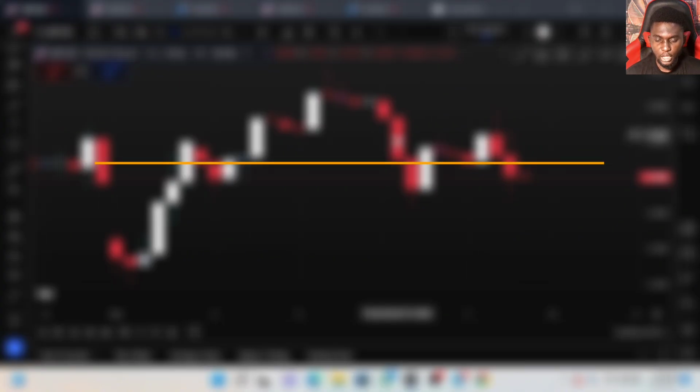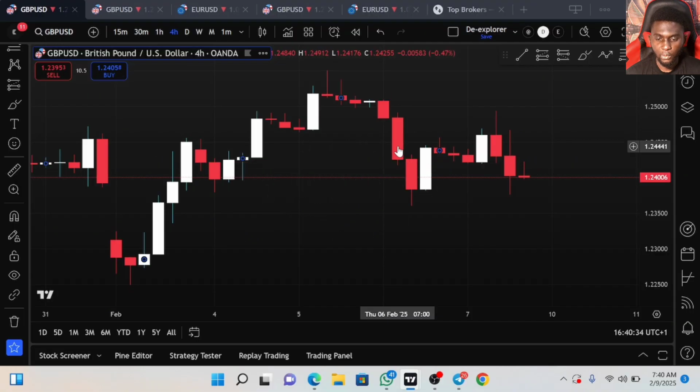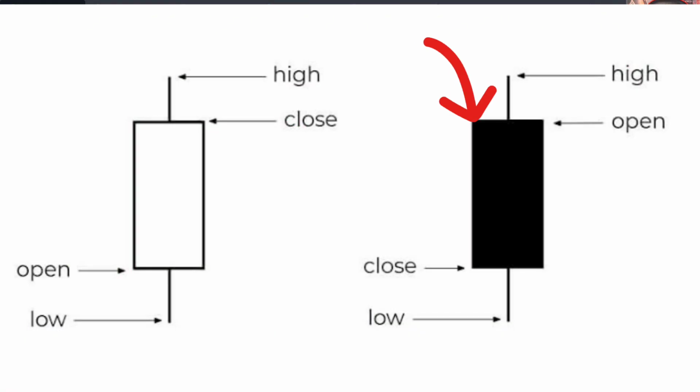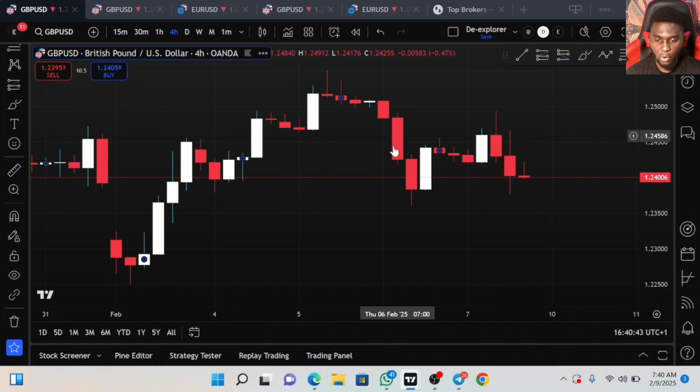Now, if the price closed lower than its open, it is a bearish candle. And now the color for a bearish candle is red or black, and a bearish candle means it is in a downtrend. So when it is going down, it's a bearish candle. This is the open of a bearish candle. This is the open and this is the close. The price closed lower than its open.